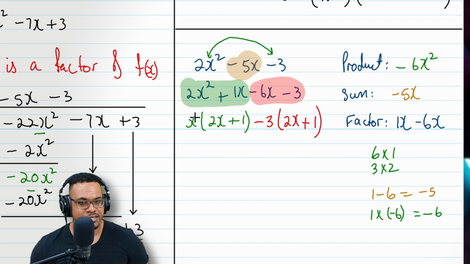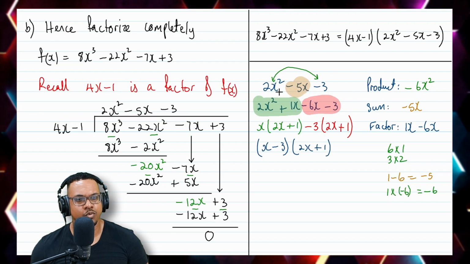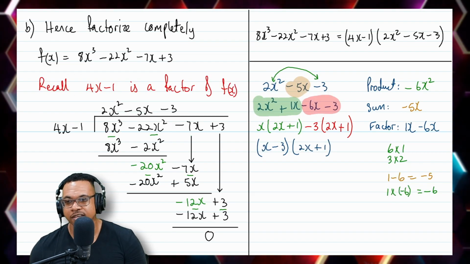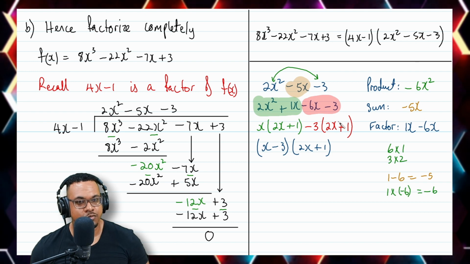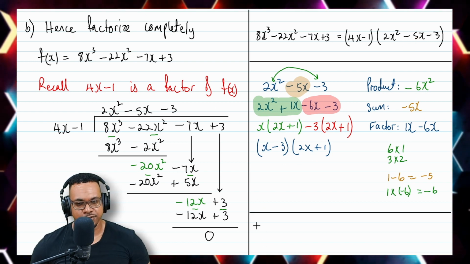So now you take what's outside the brackets, the x and the negative 3, write it in brackets. And then what's inside the brackets, that's the same, write it once, so 2x plus 1. And that's a factorization of this quadratic. So now I can replace this quadratic with these two linear factors. So I'll just write it over.